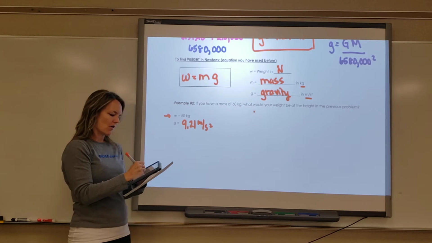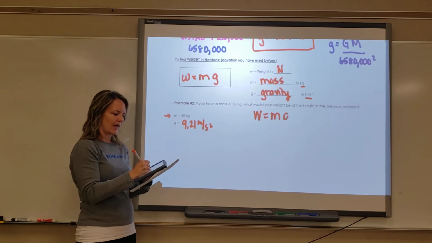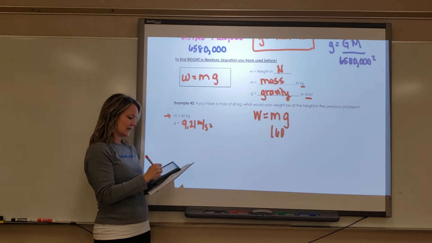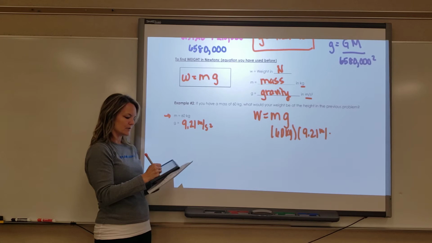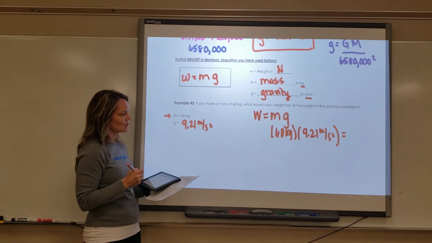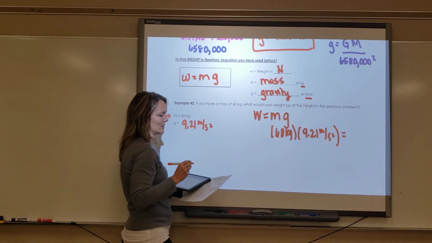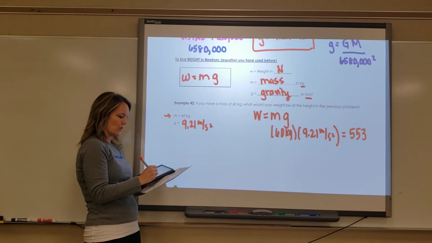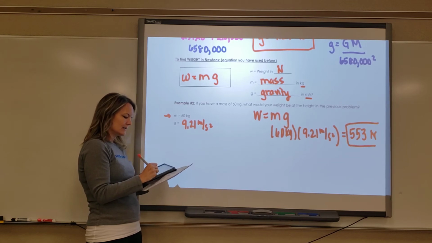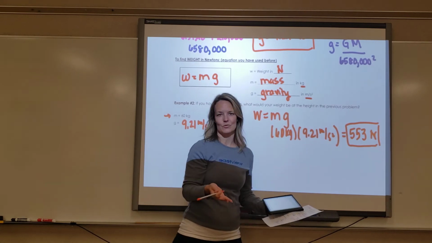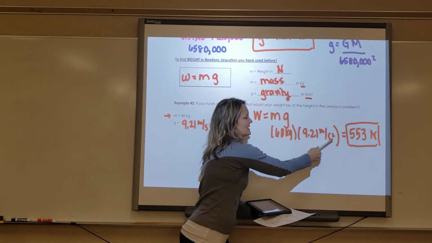If I want to solve for my weight, I just take my mass times the gravity. The mass is 60 kilograms. The gravity was 9.21 meters per second squared. When I multiply those two, 60 times 9.21, I got 553 once I rounded it to a whole number. A kilogram times a meter per second squared turns into a newton. That's what a newton is: a mass times an acceleration.